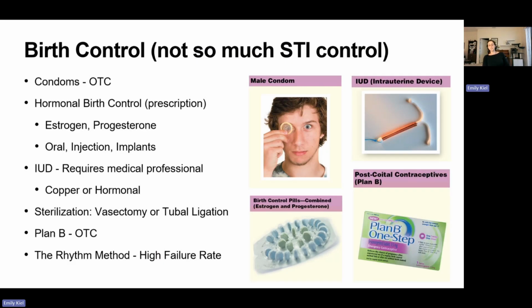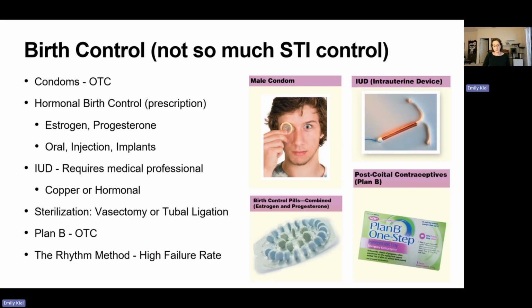For sterilization, in males, we can have a vasectomy. So we're going to cut that ductus deferens so that there's no sperm getting there to be ejaculated in the semen. This is more easily reversible, versus a tubal ligation in females. You're actually removing that ability for that uterine tube to carry an egg, and that can't be reversed. So that is a more permanent way to prevent pregnancy.